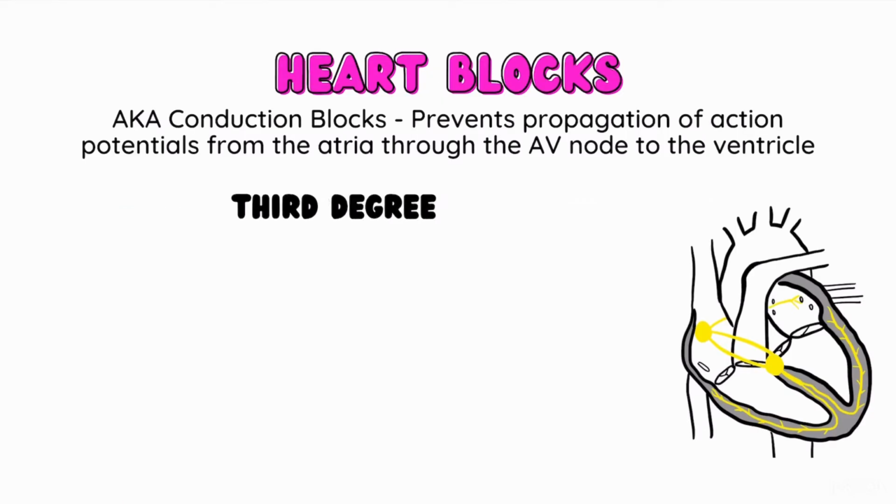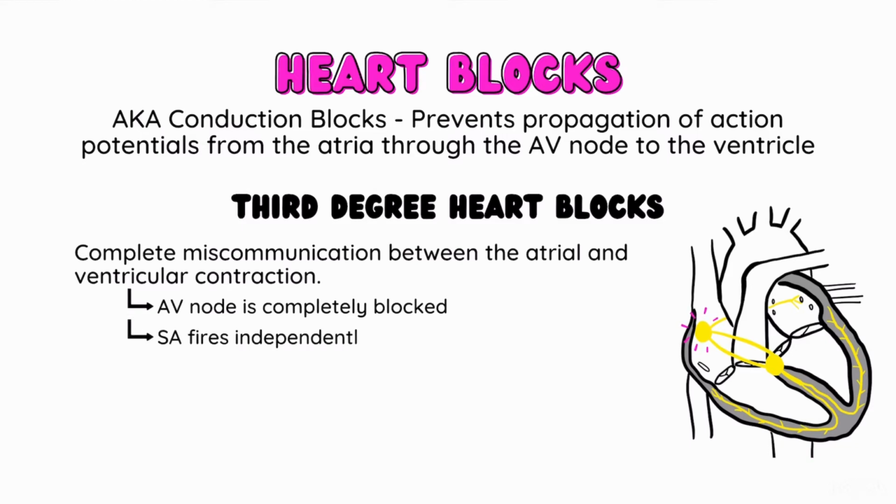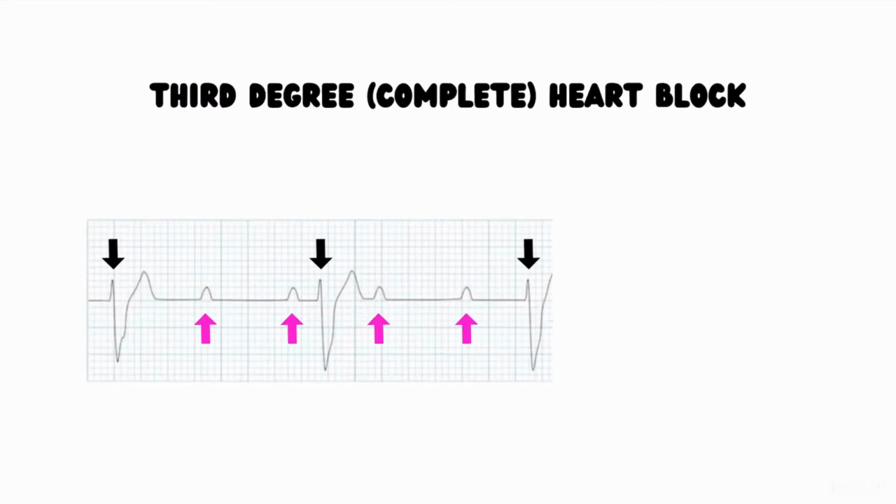A third degree or complete heart block is a complete miscommunication between the atrial and ventricular contractions. In essence, the AV node is completely blocked, like a complete shutdown of all the lanes in the highway. Therefore, the SA node fires independently to contract the atria, and the AV node also fires independently to contract the ventricles. On ECG, this means that consecutive P waves are equidistant and consecutive R waves are equidistant, but there is no relationship between the firing of a P wave and the firing of an R wave.